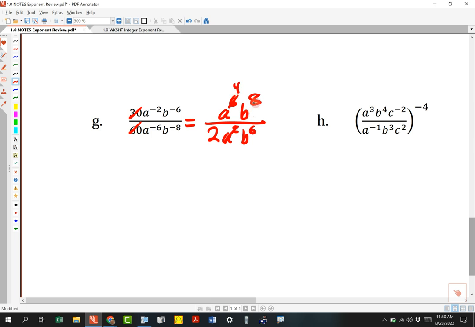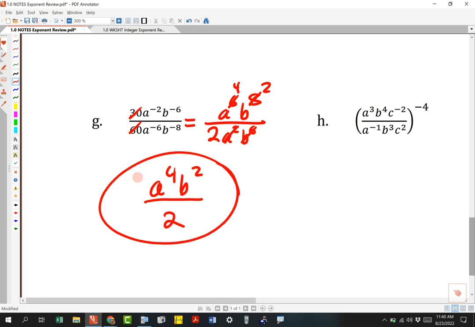I've got 8 B's on the top. I've got 6 B's on the bottom. I'm going to cancel these, and I've got 2. So that means I've got A to the 4th on the top, B to the 2nd on the top, and the only thing left on the bottom is a 2. So I get that answer.